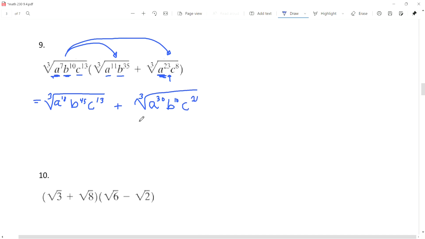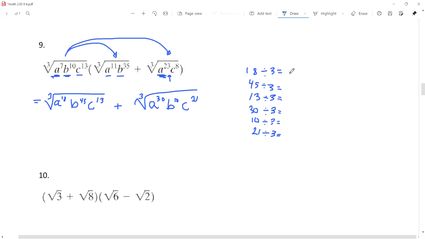And now we can simplify this by, again, looking at the exponents and dividing each of our exponents by 3 because that's the index. We'll take the 18 divided by 3, the 45 divided by 3, the 13 divided by 3, the 30 divided by 3, the 10 divided by 3, and the 21 divided by 3.